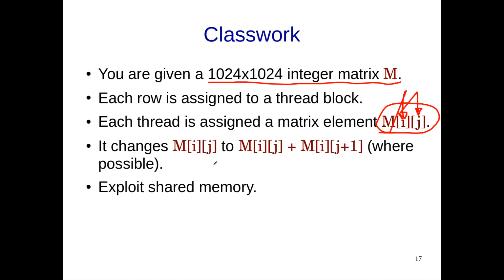Okay. Now what I want to do is to change this M of ij to M of ij plus M of ij plus 1 whenever possible. Right? So please understand what is meant by "wherever possible", and we would like to exploit shared memory in this particular classwork. So I request you to try it out, and if there are any questions, please feel free to ask.